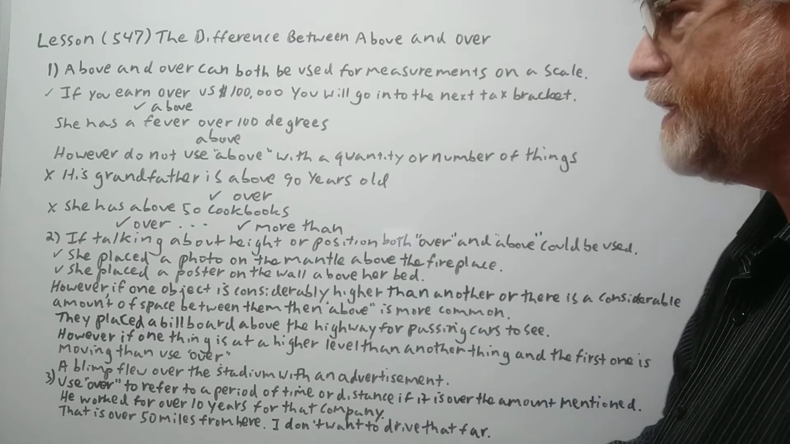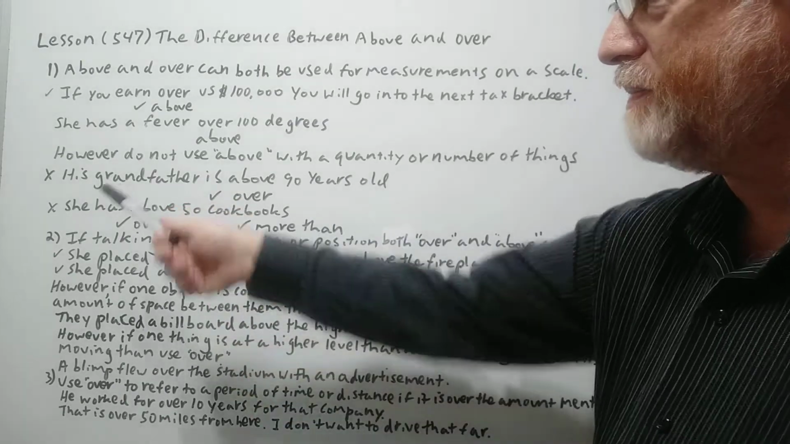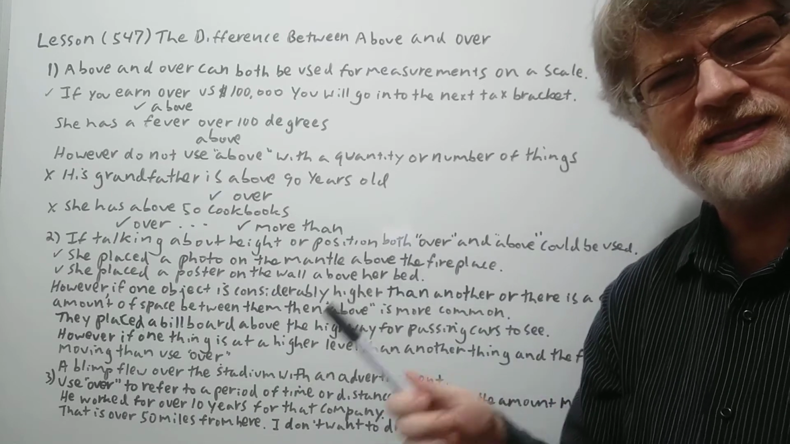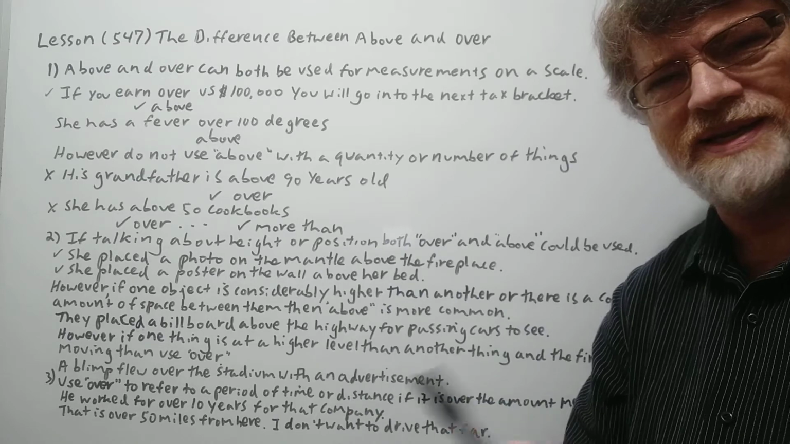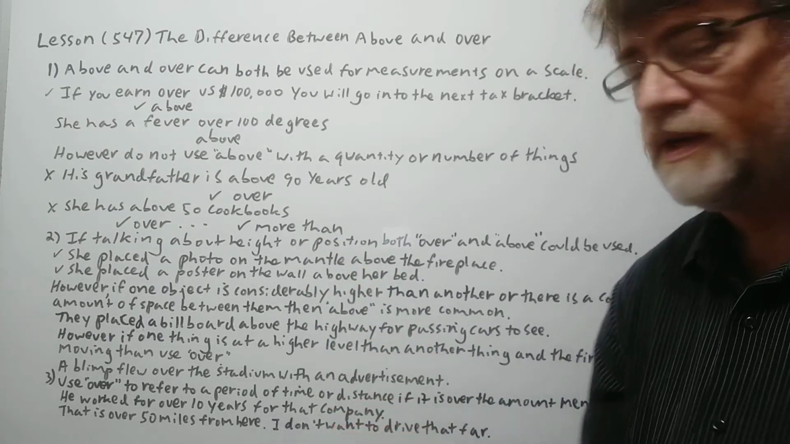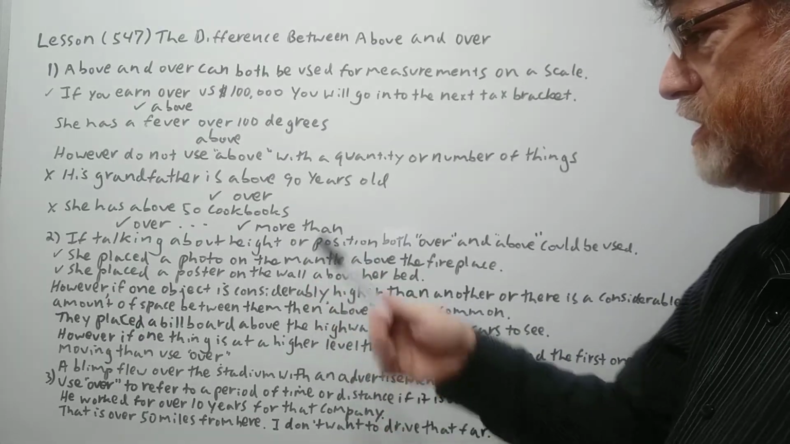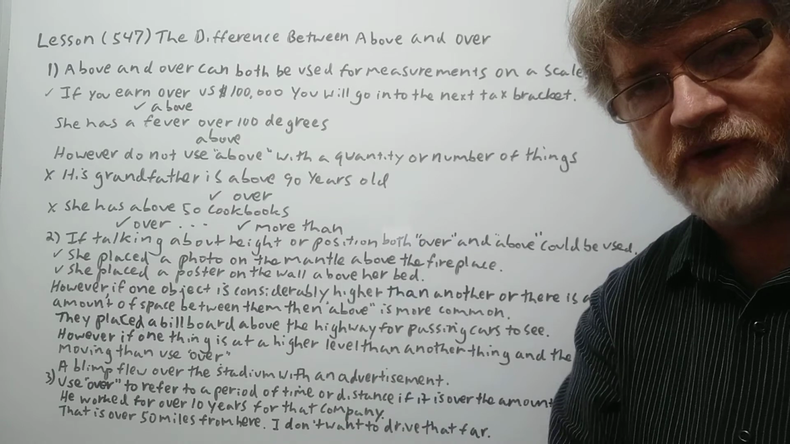It's not correct. She has above 50 cookbooks. Again, with the X, this would be wrong. Sounds awkward. It'd probably be understood by a native speaker, but it's not correct. She has over 50 cookbooks. That's fine. Or in this particular situation, you can also say more than. She has more than 50 cookbooks. That would be fine as well.